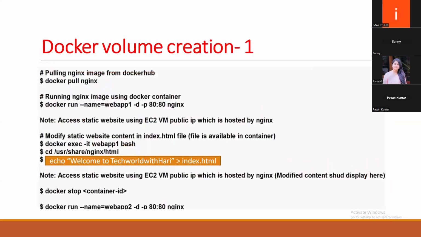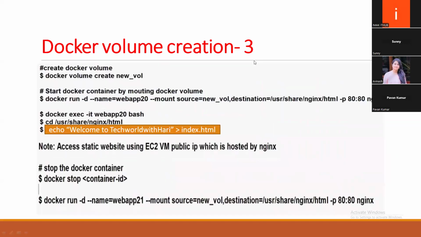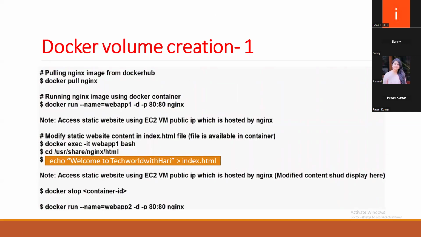Alright guys, Docker volume creation: there are method 1, method 2 and method 3. I will show you all three. In method 1, we run docker pull nginx, so we are pulling the nginx Docker image from the Docker Hub.